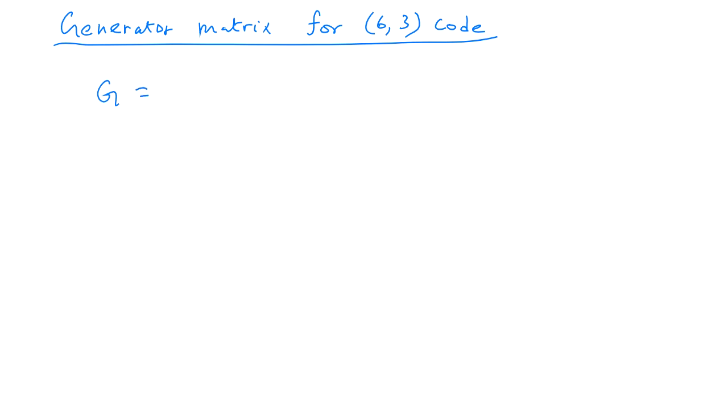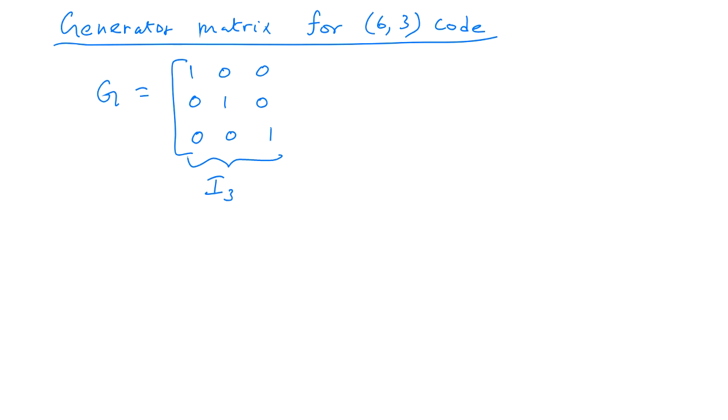Generator matrix for the 6, 3 code. Okay. This is what we are going to do now. So we want to make the generator matrix G, and because it is 6, 3, the first part of the generator matrix will be a 3 by 3 identity matrix because the value of k is 3. So we are going to have a 3 by 3 identity matrix. So 1, 0, 0, 0, 1, 0, and 0, 0, 1. So that's an identity matrix of size 3.